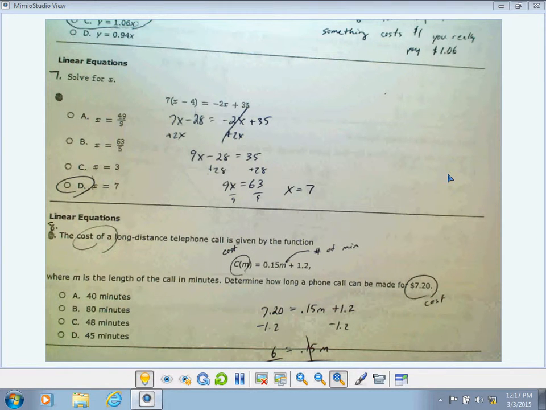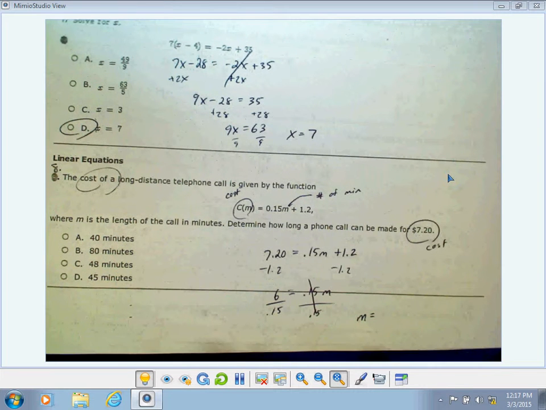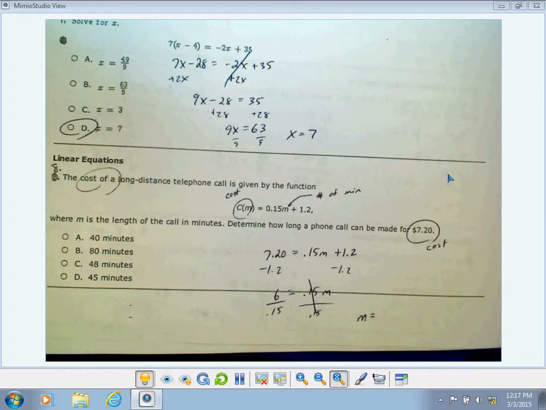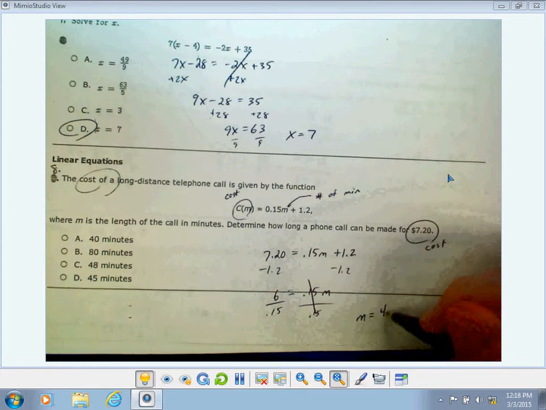That's probably calculator worthy. So 6 divided by 0.15 is 40. So this was a 40-minute phone call.